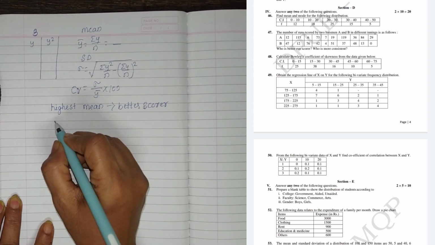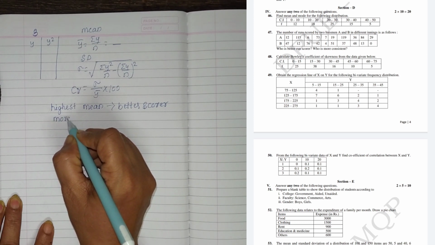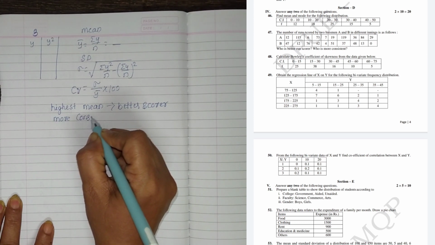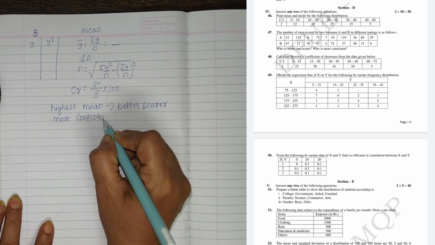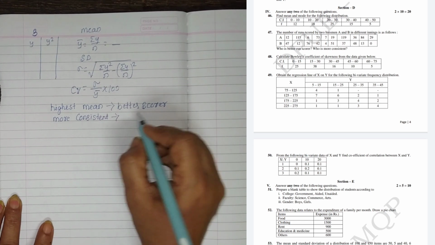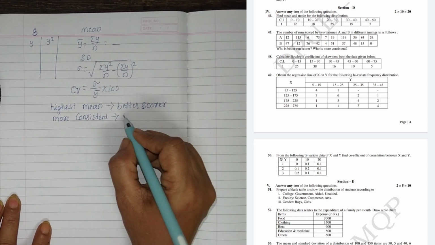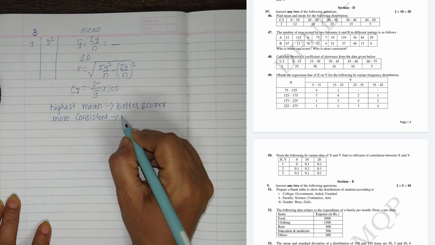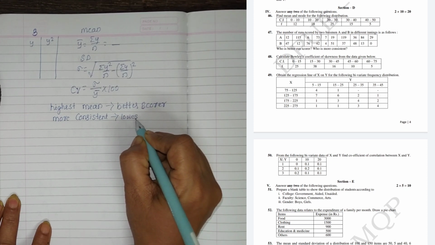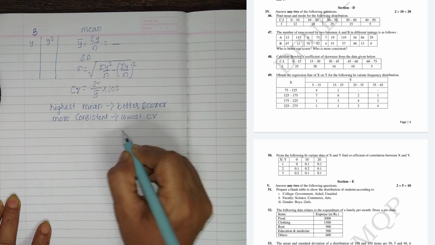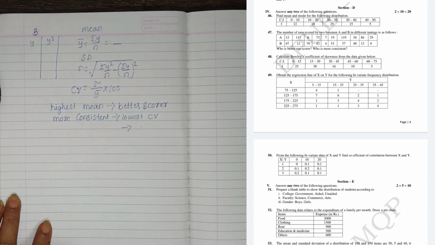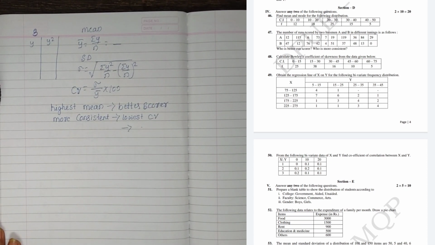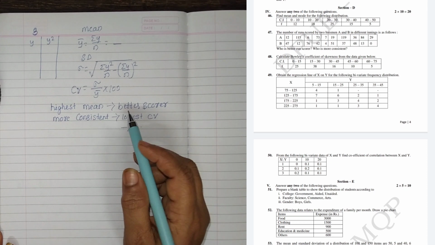Which one is highest, and the one more is more consistent. Consistent is which one is the lowest. More consistent you have to take as which one has the lowest CV, that you have to take as more consistent. Lowest CV you have to take as more consistent. Okay, this CV problem is very, very important.